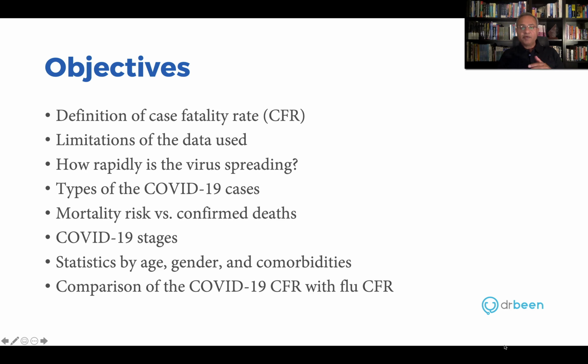Then the type of cases for COVID-19 disease itself. Then mortality rate versus the mortality risk. What is the difference between them? Finally, what are the stages of COVID-19 disease itself? Because various stages have various mortality rates.